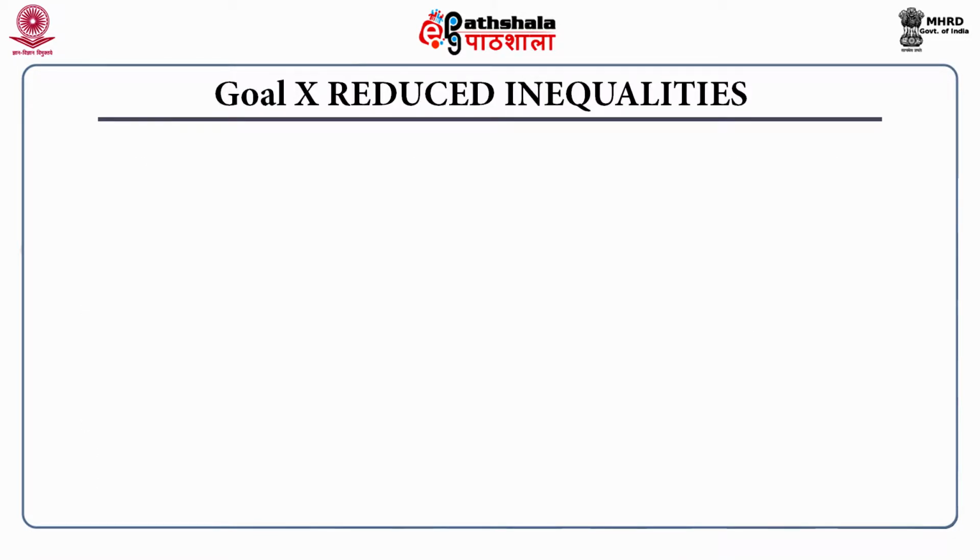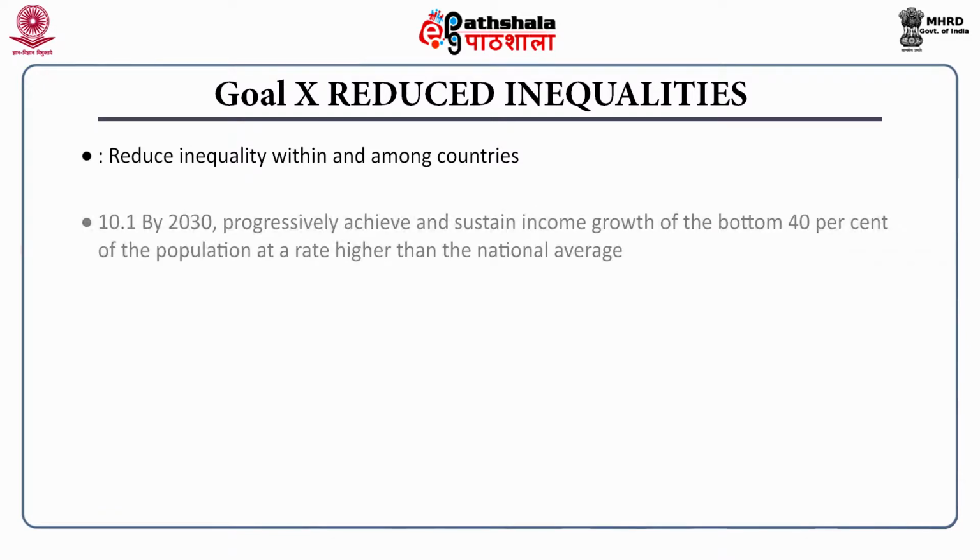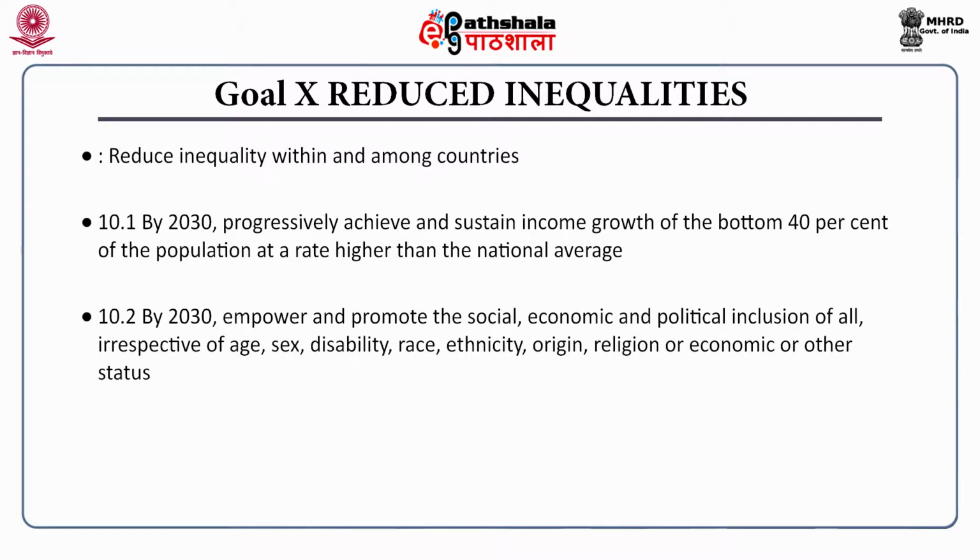Now we are going to continue with goal number 10, reduced inequalities. Reduce inequality within and among countries. The target is 2030, progressively achieve and sustain income growth of the bottom 40% of the population at a rate higher than the national average. Empower and promote social, economic and political inclusion of all, irrespective of age, sex, disability, race, ethnicity, origin, religion, etc.